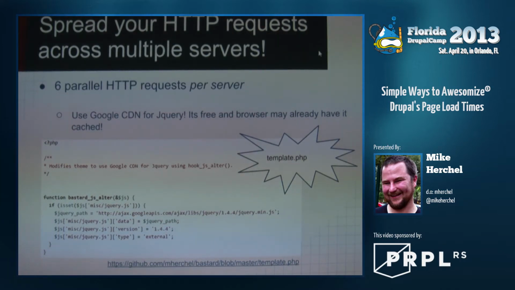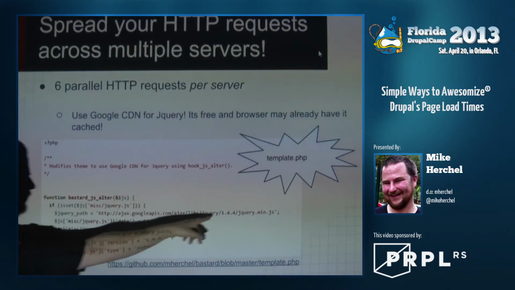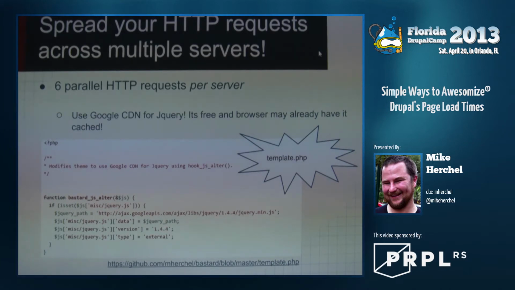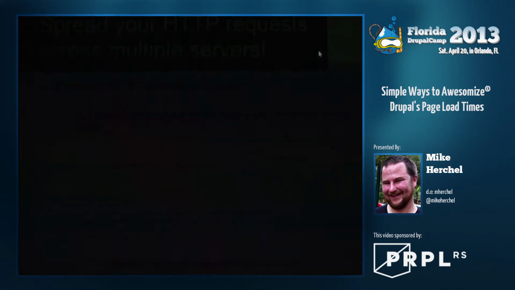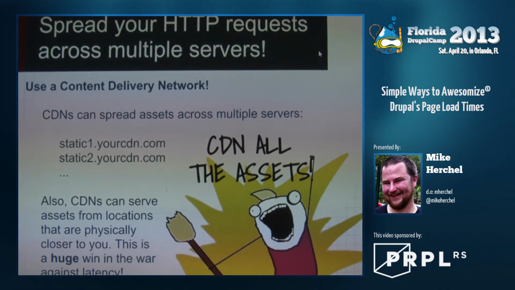Anyway, this is in the template.php, and it basically takes out your jQuery 1.44 and replaces it with the Google CDN version of that, and that's it. And as an added benefit, your browser may have that Google jQuery cached, because a lot of people do this. So spread your stuff across multiple servers.